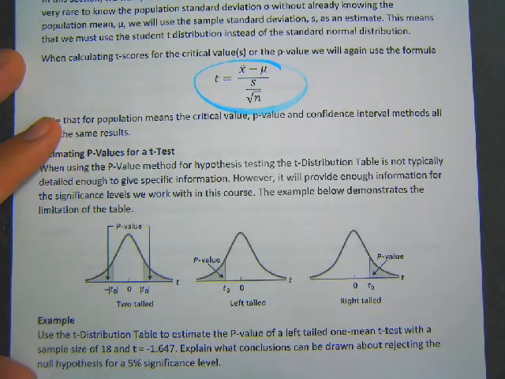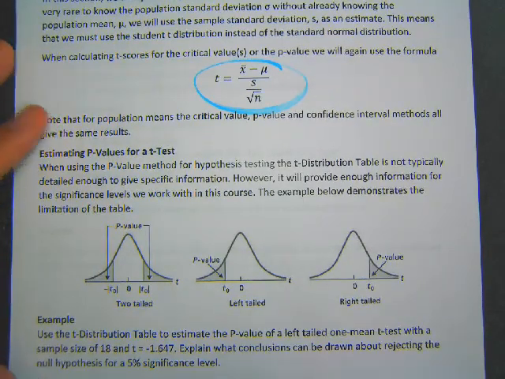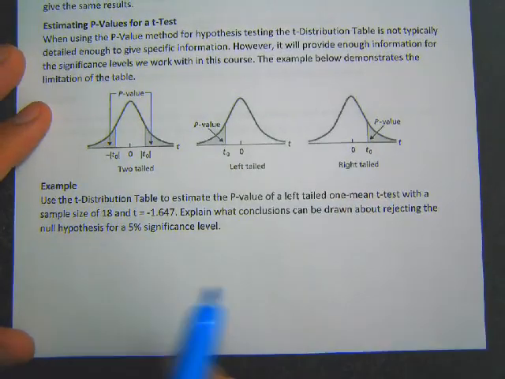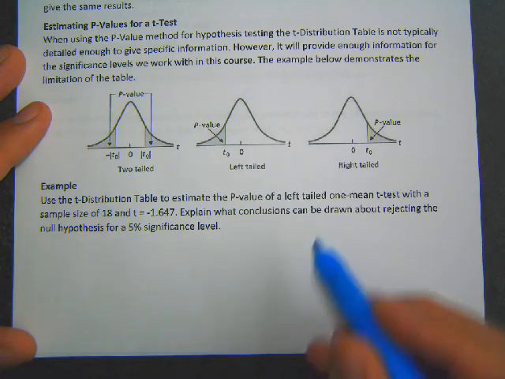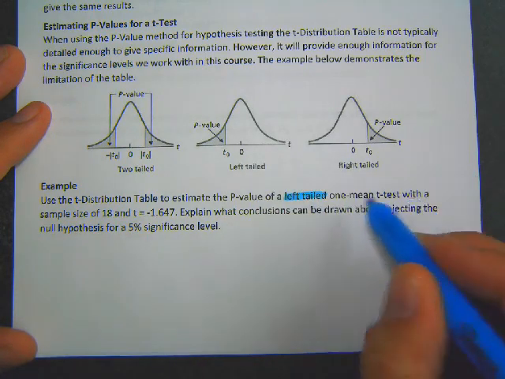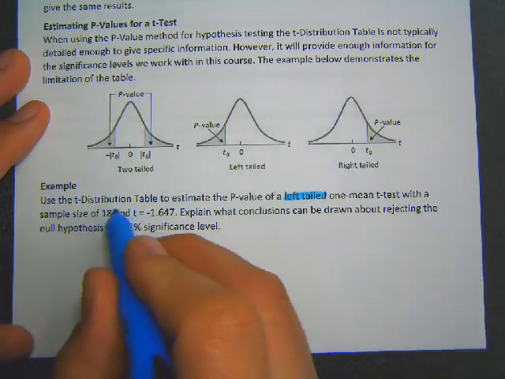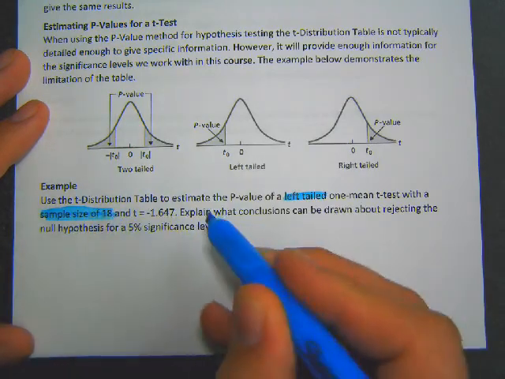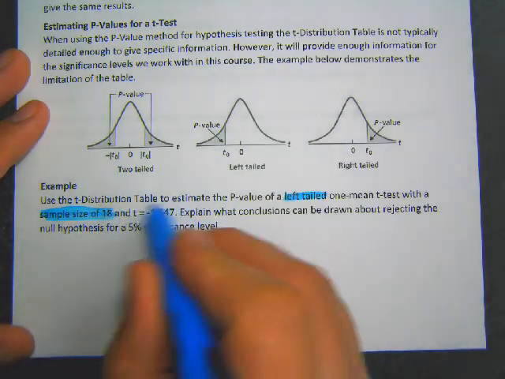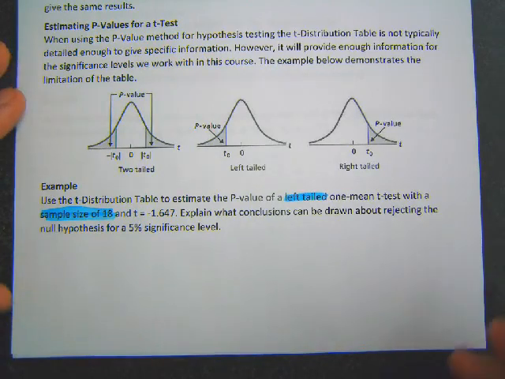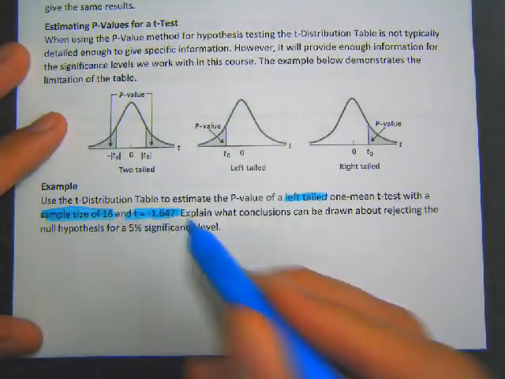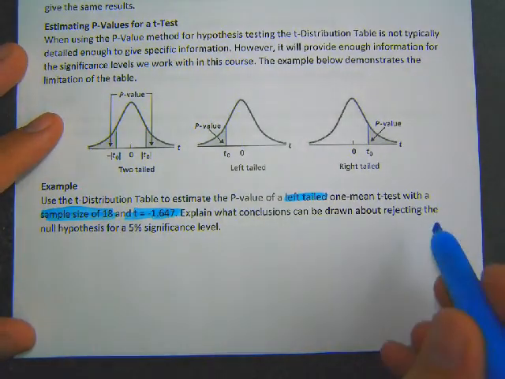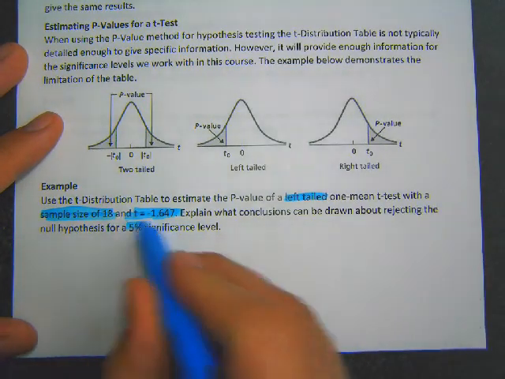So we're going to show an example down here, and this example is going to show how using the table can make life a little bit harder. If we're going to use the t-distribution table, we're going to find the p-value for a left-tailed one mean t-test with a sample size of 18. The t-score they got from their test statistic is negative 1.645. And we're going to try and determine if we should reject at the 5% significance level.